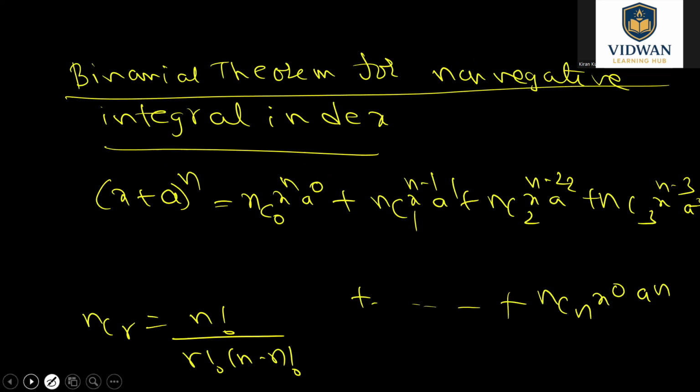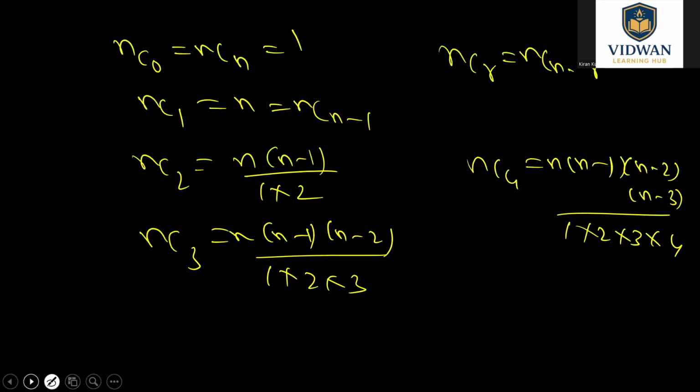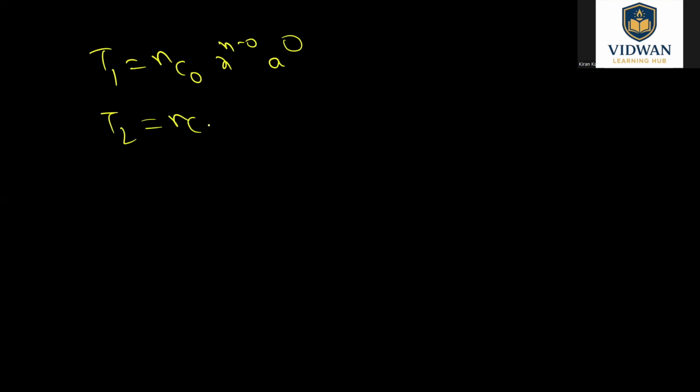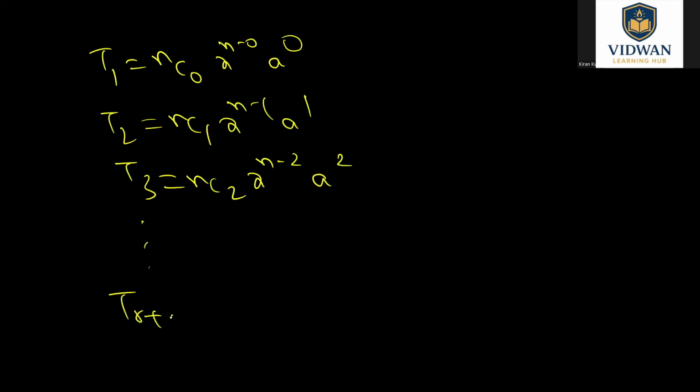This is (x plus a) power n. Now observe the pattern you can see. The first term is nC0, x power n minus 0, a power 0. The sum of the powers of x and a is equal to the index. Second term will be nC1 x power n minus 1, a power 1. Third term is nC2 x power n minus 2, a power 2. Observing this pattern, we write something called T(r plus 1), which is called the general term of the binomial expansion.